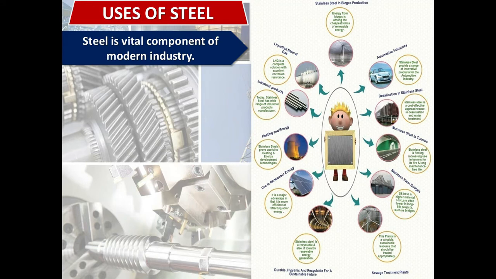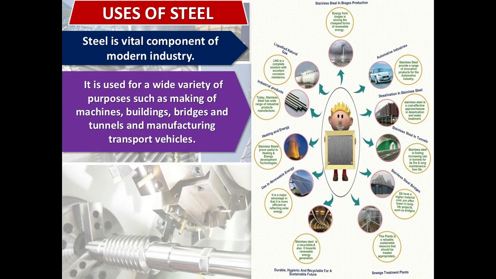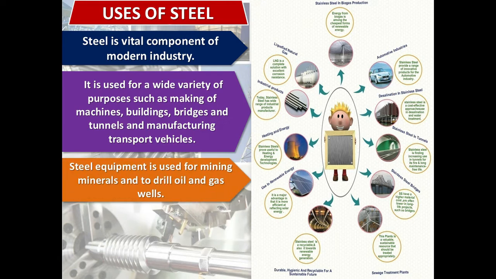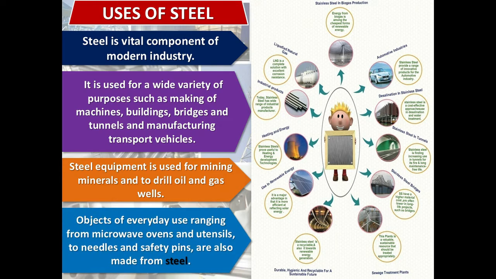The uses of steel. Let's see about the uses of steel. Steel is a vital component of modern industry. It is used for a wide variety of purposes such as making machines, buildings, bridges and canals, and manufacturing transport vehicles. Steel equipment is used for mining minerals and to drill oil and gas wells. Objects of everyday use ranging from microwave ovens and utensils to needles and safety pins are also made from steel.